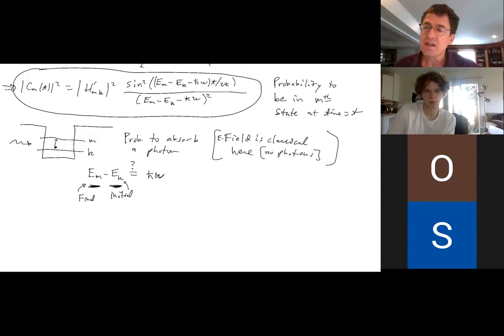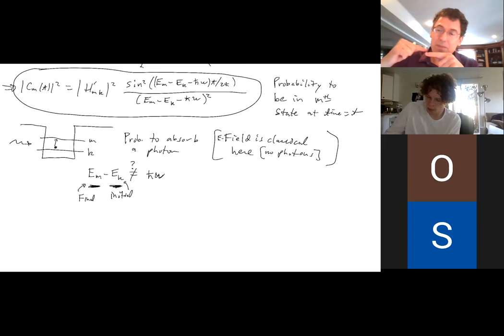Right. It doesn't. It does not. And so that's not, I mean, the first time you see that, I found that kind of surprising, because you've been learning all your life in quantum transitions that the energy difference of the initial and final state is the frequency of the light, right? You jump up.